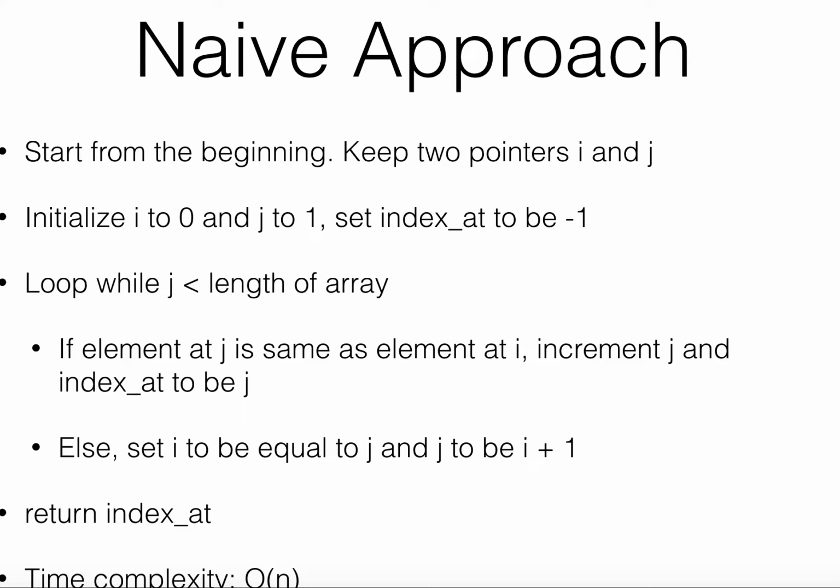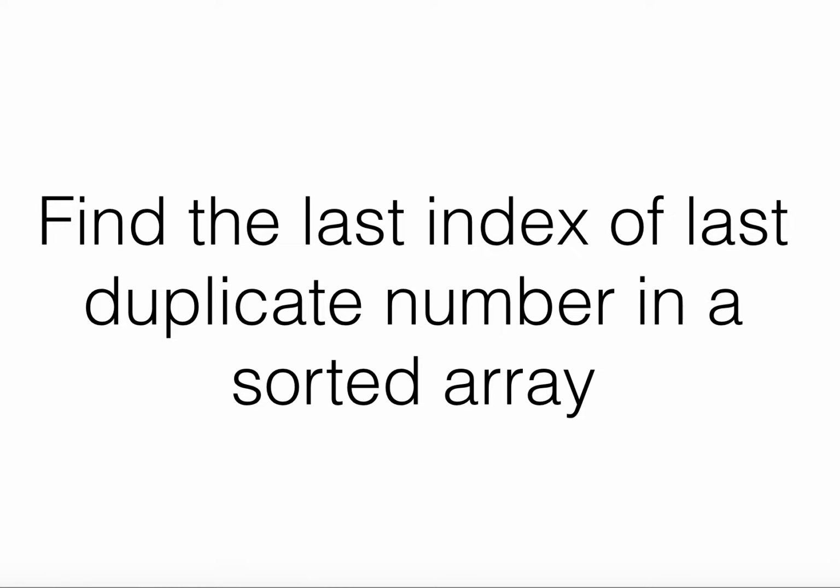Now, what is the time complexity? Since we loop over all the elements at least once, the time complexity is order n. But as you know, there are comparisons that we're making which are not useful, because as we pointed out, the problem states that we need to find out the last index of the last duplicate number. So we could do better.